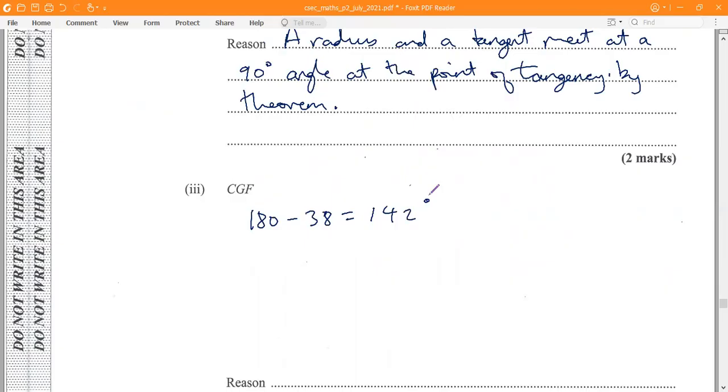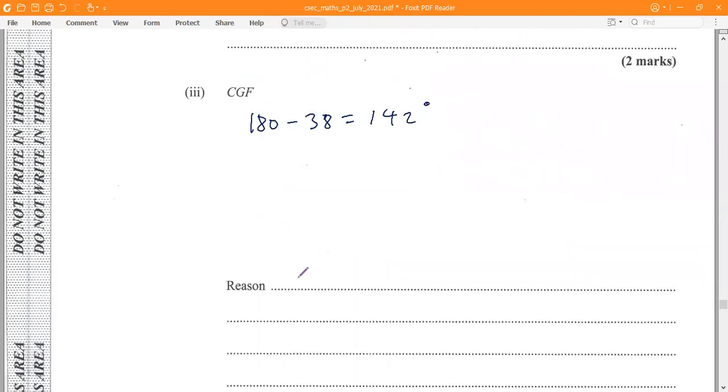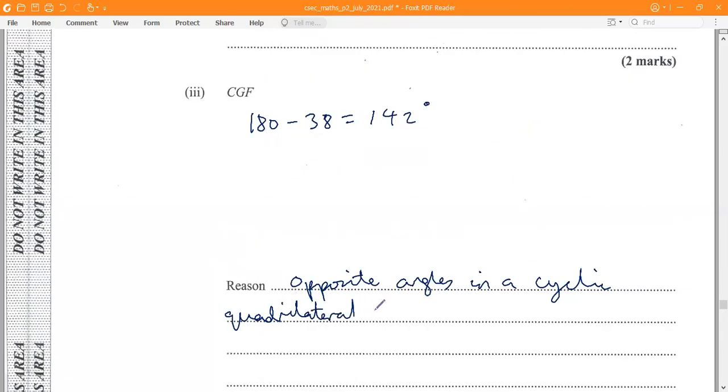And we can say opposite angles in a cyclic quadrilateral are supplementary. A cyclic quadrilateral is one that is inscribed in a circle, meaning all corners touch the circumference of the circle.